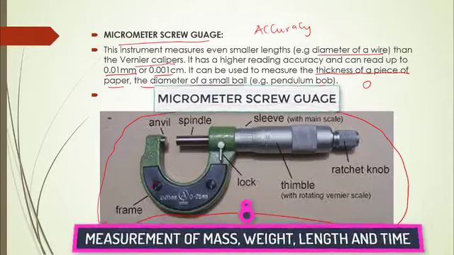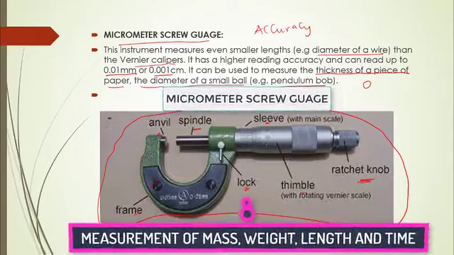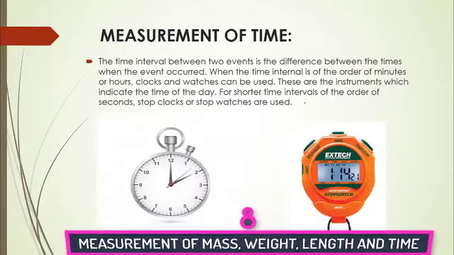Then you have things like the frame, the anvil, the spindle, the sleeve, the lock, the thimble, the ratchet knob. At your own time, you could practice drawing this and labeling it as well.